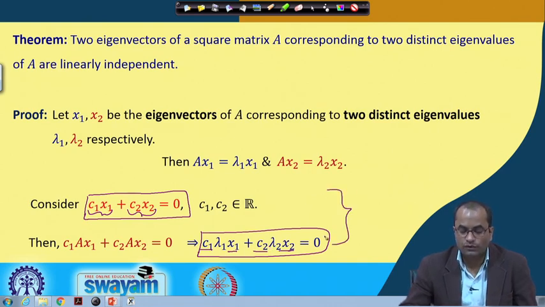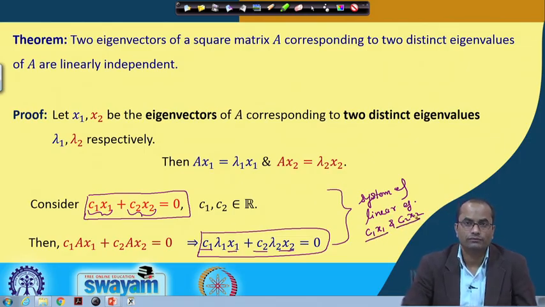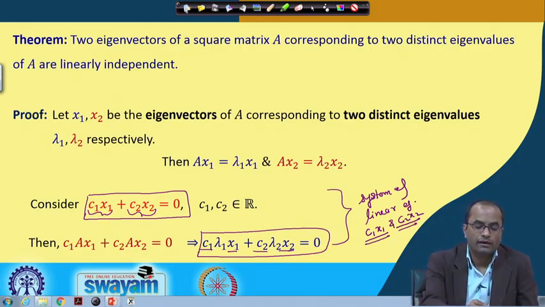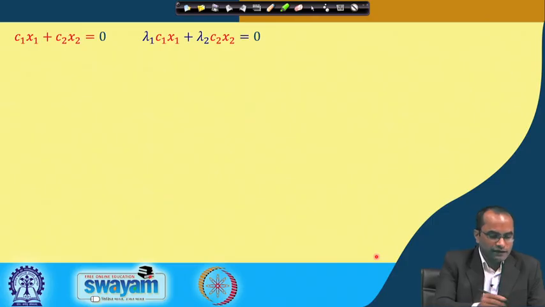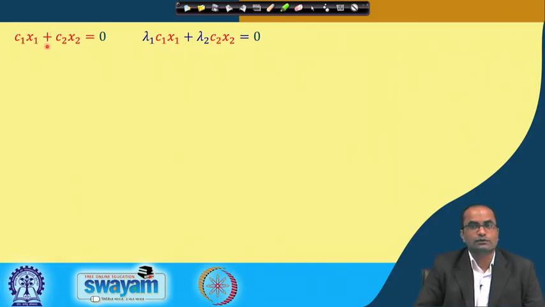So, these two form a system of linear equations, where the unknowns are C 1 x 1 and C 2 x 2. So, we have two equations now: C 1 x 1 plus C 2 x 2 is equal to 0, and lambda 1 C 1 x 1 plus lambda 2 C 2 x 2 is equal to 0. So, we want to solve now for C 1 x 1 and C 2 x 2.